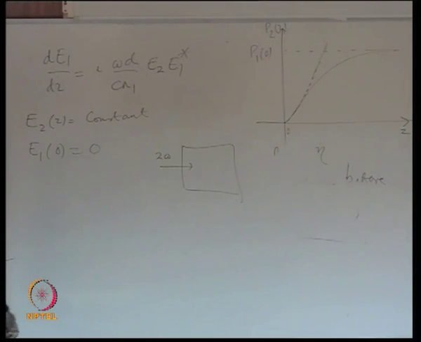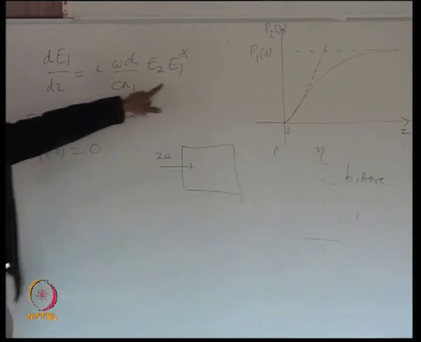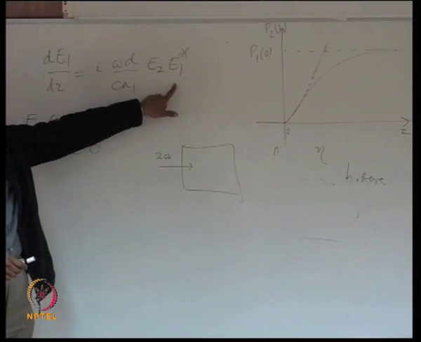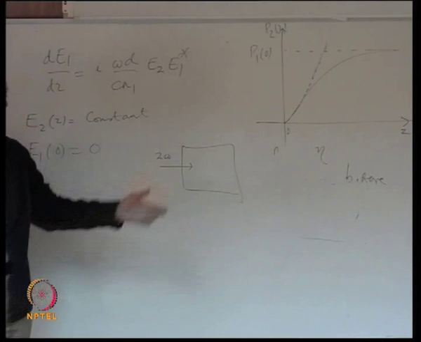Here E2 represents 2 omega and E1 represents omega. I continue to represent the second harmonic by the electric field E2, and the fundamental by the electric field E1. Now the first thing you already notice here is that if E1 of 0 is 0, dE1 by dz at z equal to 0 is also 0. This equation is proportional to E1 star. So what do you expect? It will continue to stay 0.